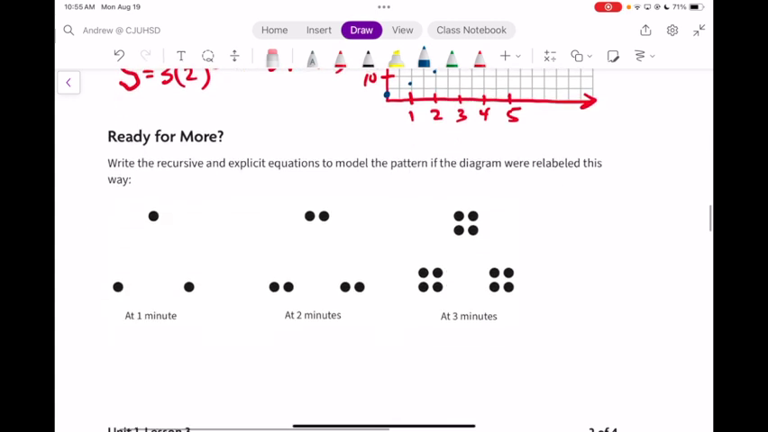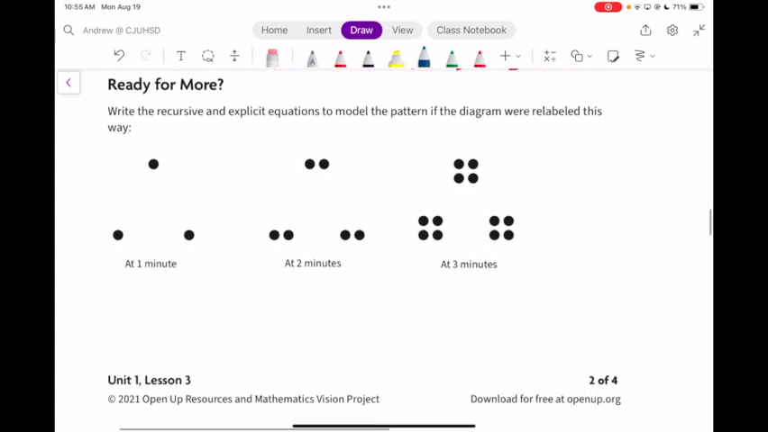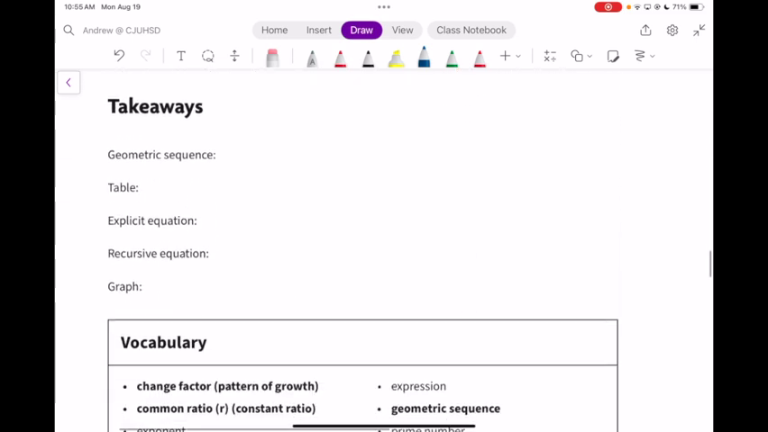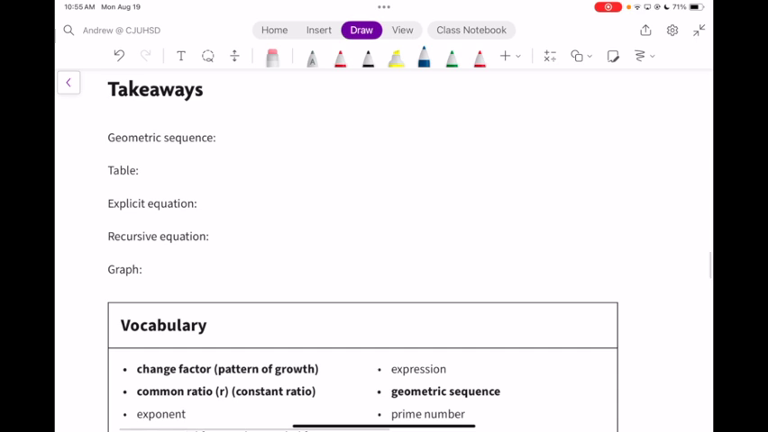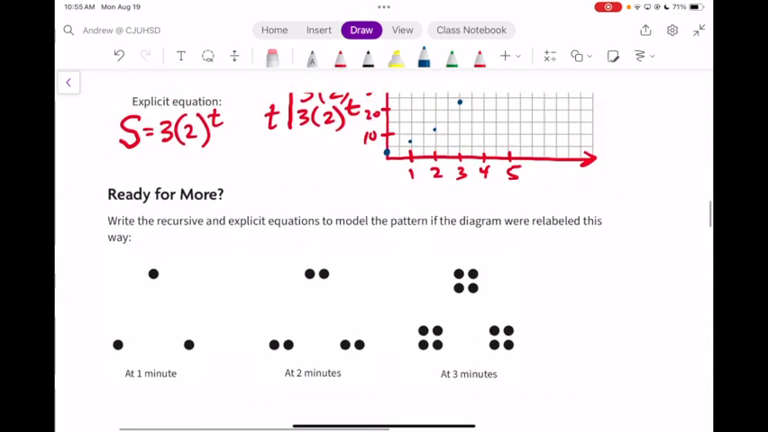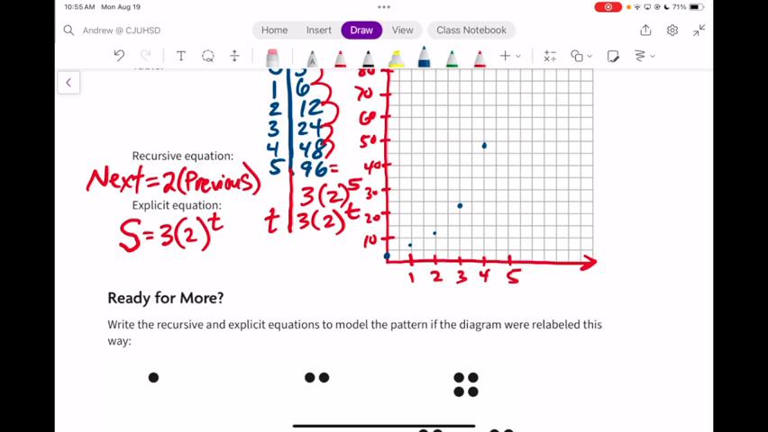Well, that's it for now. This is a nice problem. We didn't have time to do it in class. But we'll go ahead and talk about a few of our takeaways. A geometric sequence is what we worked on today. And geometric sequences are for multiplying. We used a table, we did our explicit equation, we did a recursive equation, we looked at the graph. In fact, we could use a function for our explicit. I could say, for example, instead of s equals, s of t equals 3 times 2 to the t. And that would be more in keeping with what we learned last week.